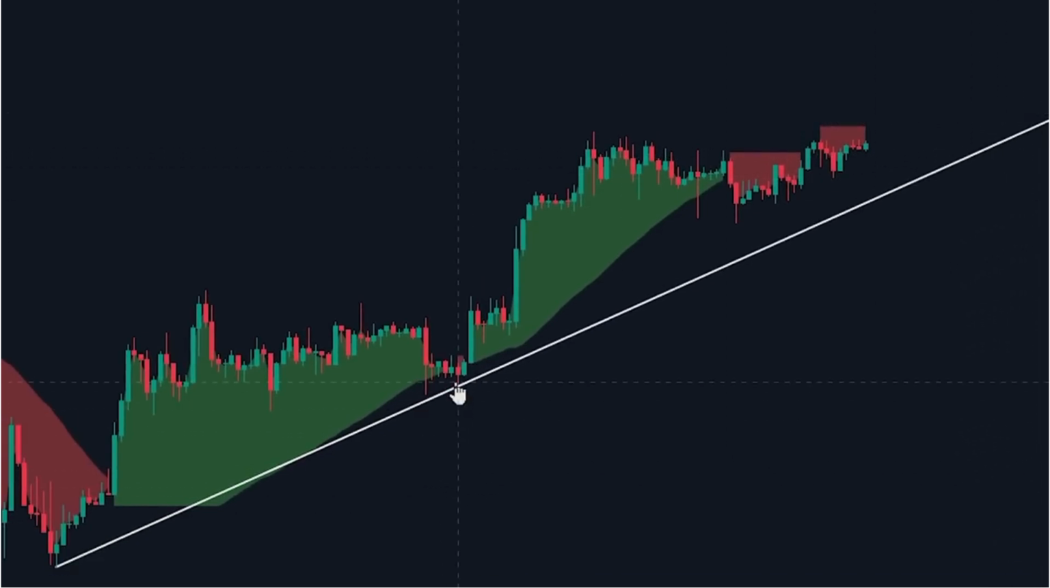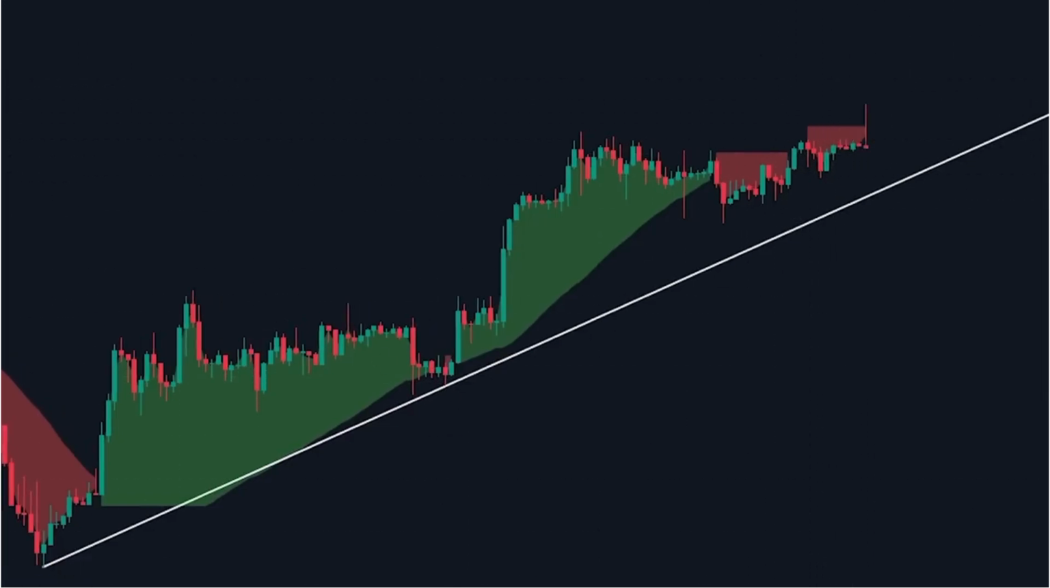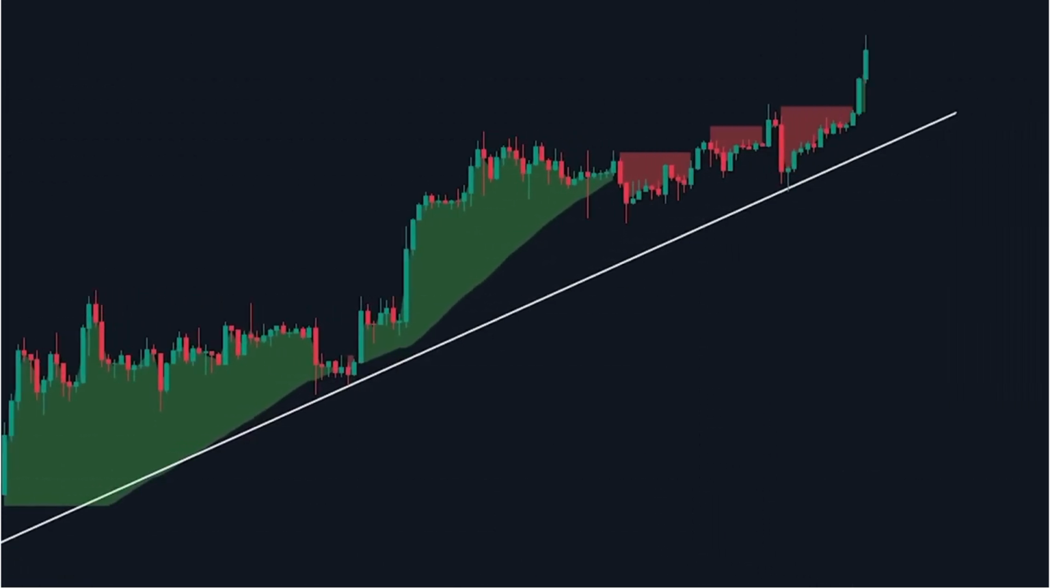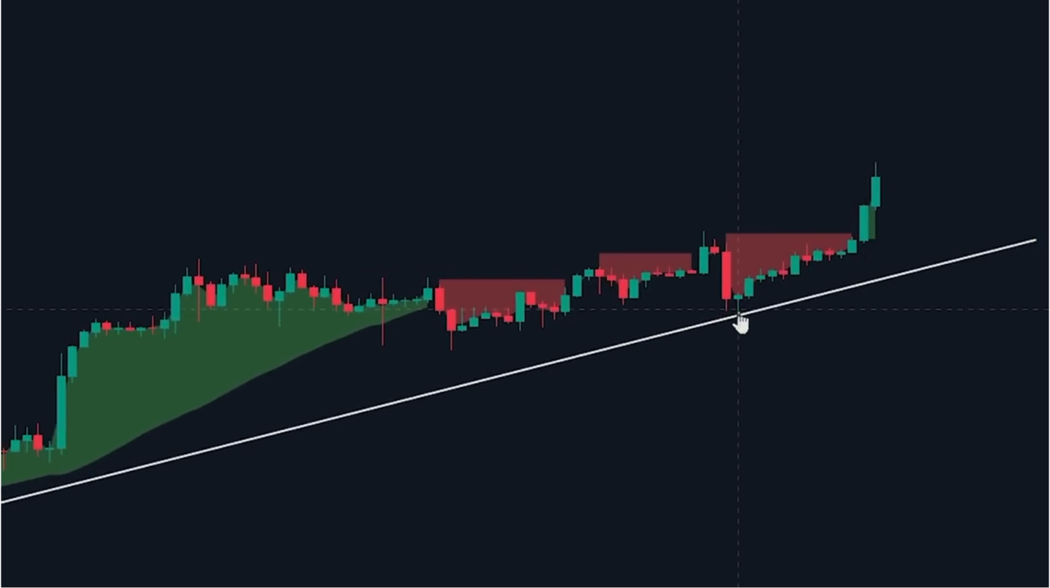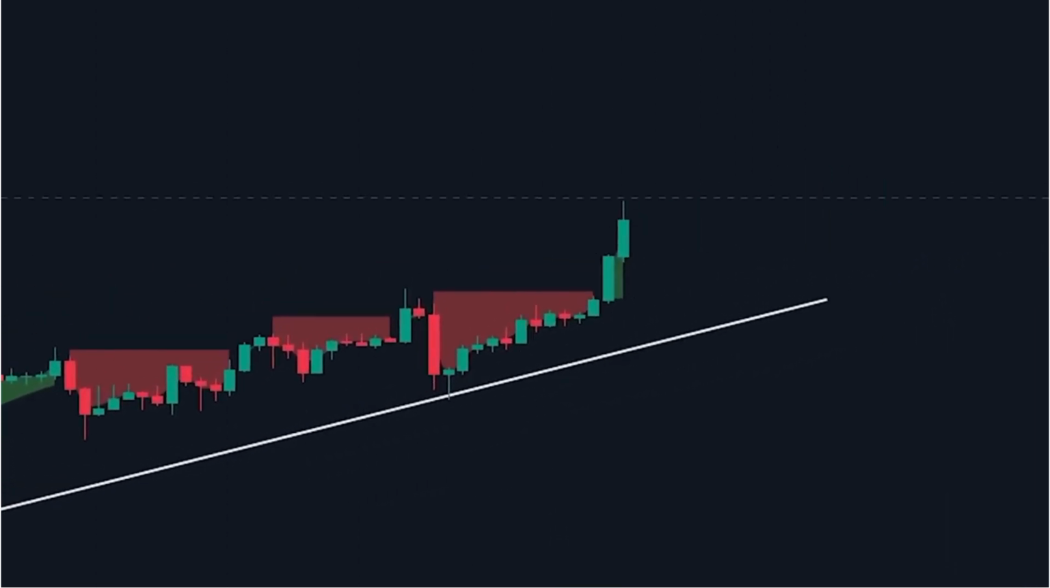Because of this, we will not enter into a sell position. Instead, we will wait to see how the price action plays out. As you can see, the market has now switched back to a bullish trend while still respecting the trend line. Because of this, we will enter into a buy position here.